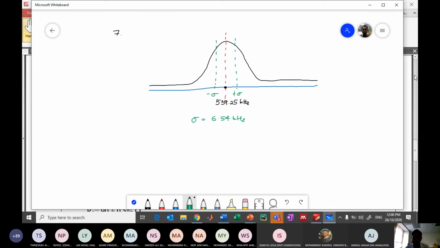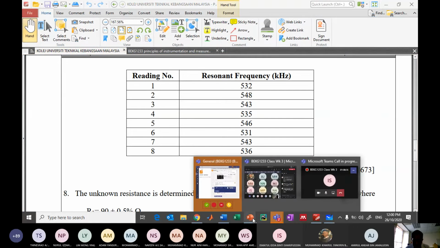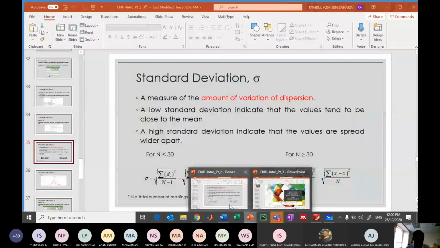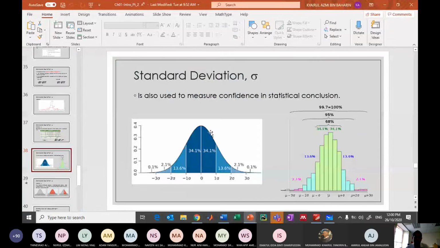Okay, if I refer to the lecture note, if we look at the statistic here, we find that that is going to be 68%. 34.1 plus 34.1, you're going to get roughly 68.2. So we take it as 68. So this is the range of the reading that you're going to get.